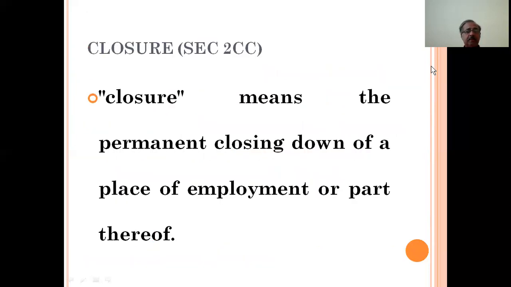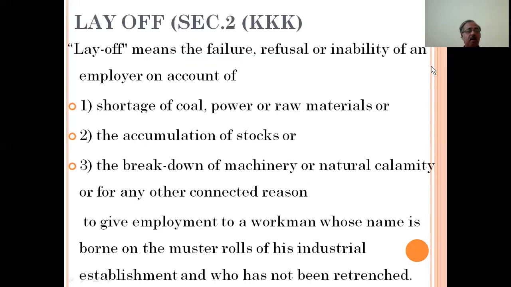Then section 2 subsection CC defines closure. According to section 2 subsection CC, closure means the permanent closing down of a place of employment or part thereof. So closure means permanent closing down of a place of employment or a part thereof.